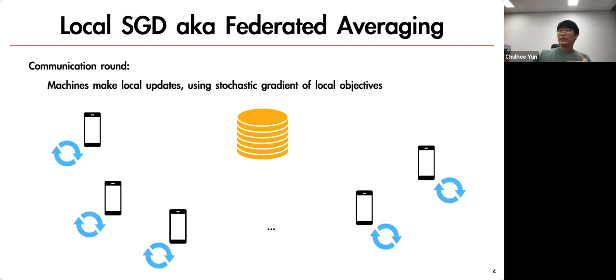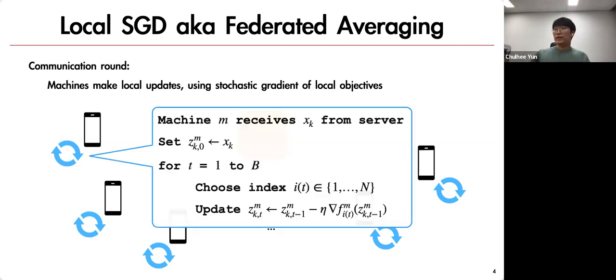Upon receiving that global iterate, the local machines make local updates using stochastic gradients computed from their local component functions. In more detail, upon receiving this x_k from the server, machine m sets its local iterate to be x_k, and then makes B local updates. At each iteration, the machine chooses some index i_t from the pool from 1 to n, and then updates its local iterate by computing the gradient of the local component function that has index i_t.